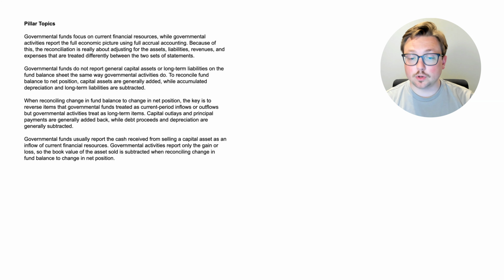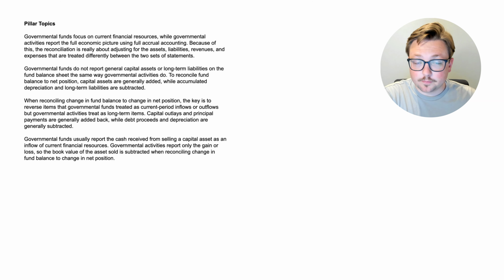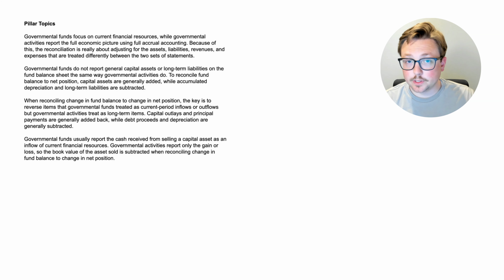Governmental funds usually report the cash received from selling a capital asset as an inflow of current financial resources. Governmental activities report only the gain or loss, so the book value of the asset sold is subtracted when reconciling change in fund balance to the change in net position. Again, the big idea here is understanding how governmental funds are treating things and how governmental activities net position is treating things. Really, it's knowing the different accounting focus. One is current financial resources, one is the full economic picture with full accrual accounting. So if you can remember that, that's where you'll be able to start making those reconciliations between the two.